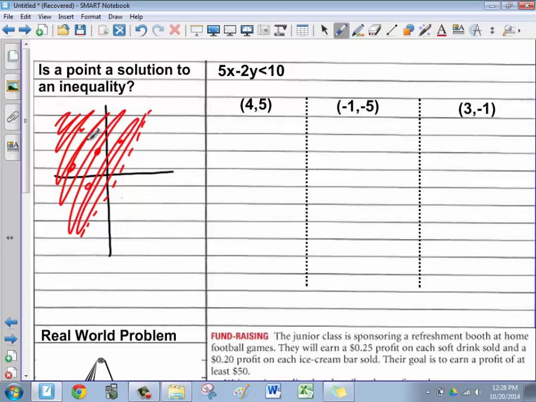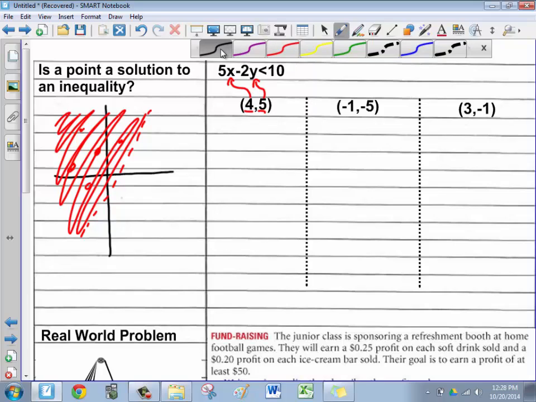And to do that, you can do that graphically by graphing it in and seeing if the point's in there, or you could do it algebraically. And really, to do it algebraically, what you need to do is take the 4, which is the x, and the 5, which is the y, and plug it into the equation right here and see if the statement is true. If you get a true statement at the end, it's a solution. If it's not a true statement, it's not a solution. So I'll show you what I mean by that.